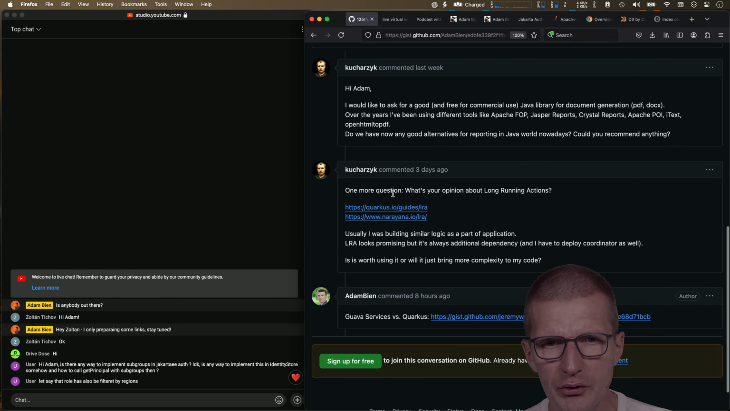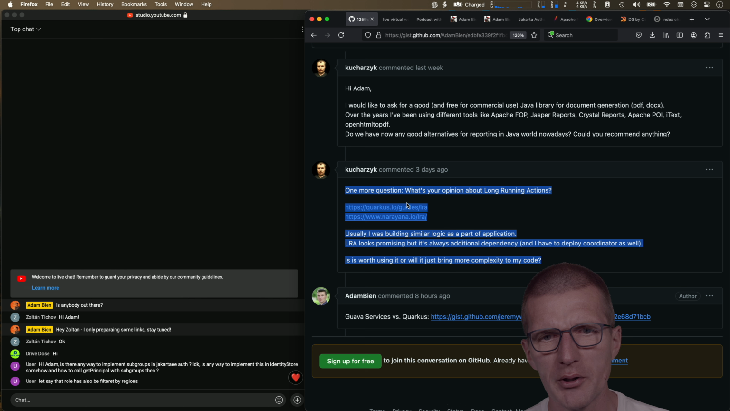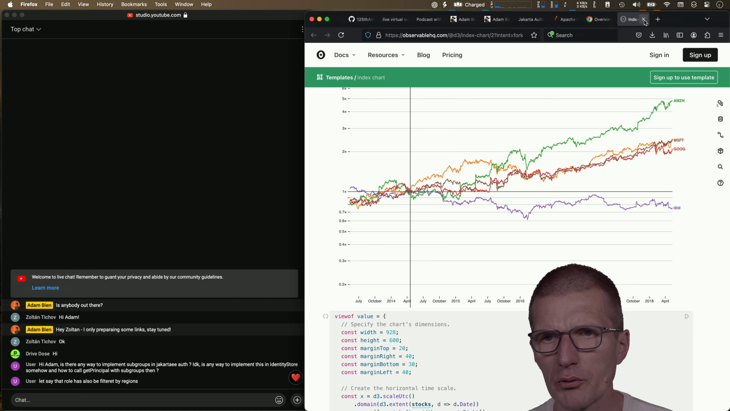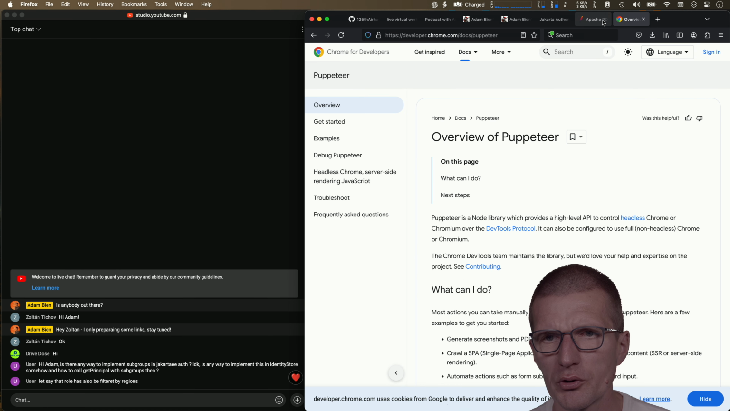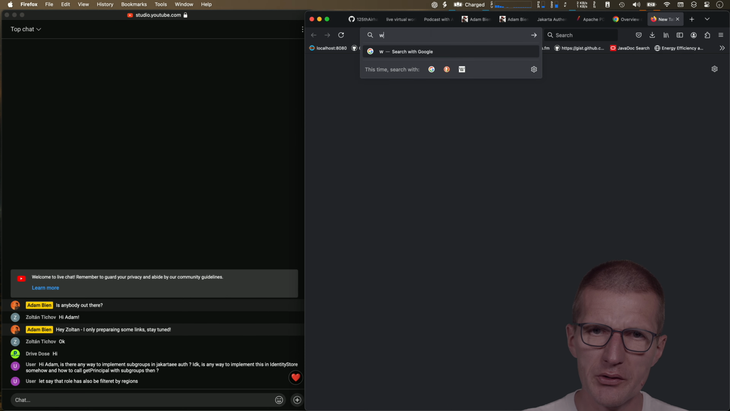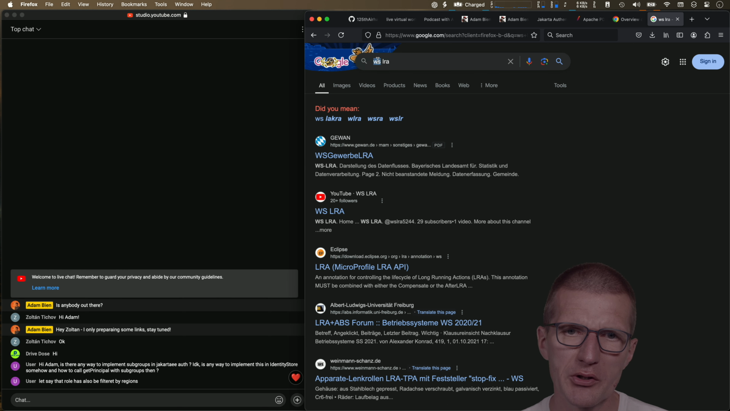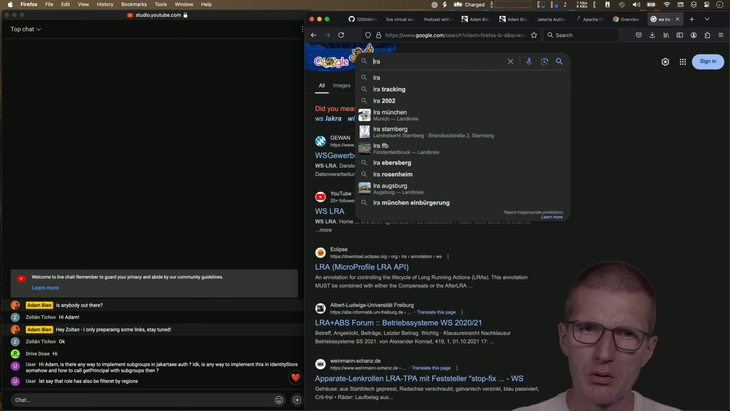Now the next one is also very interesting, Thomas, is about long-running actions. And the long-running actions, so we can close this, is based on a standard called web service, or this was actually an OASIS standard.